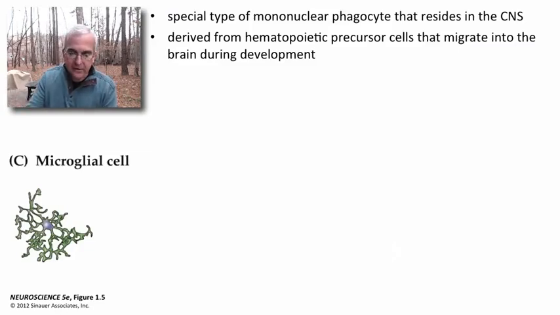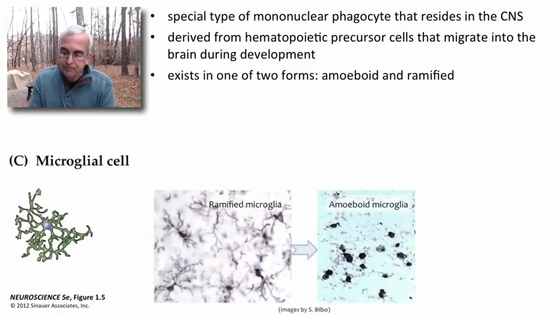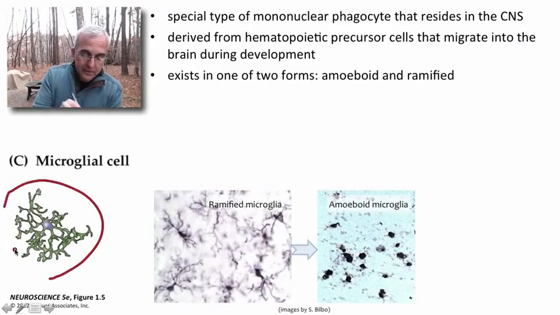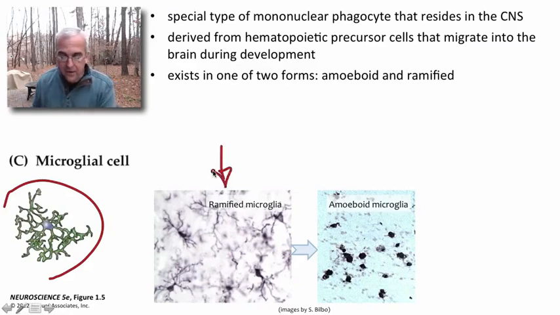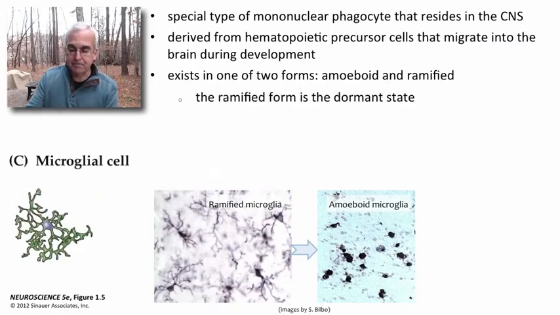In the dormant state, this microglial cell is called a ramified cell, and that's what's illustrated over here to the left. So this is a ramified microglial cell. It has lots of filamentous processes that extend away from the cell body. And here below we have a photomicrograph that shows a population of ramified microglia. Well, these ramified cells are dormant.